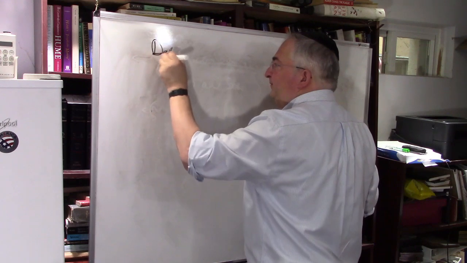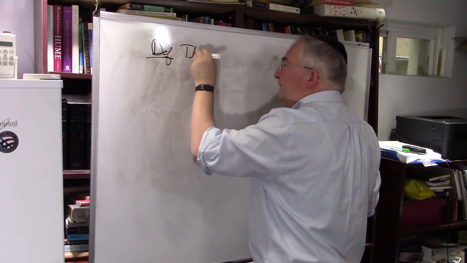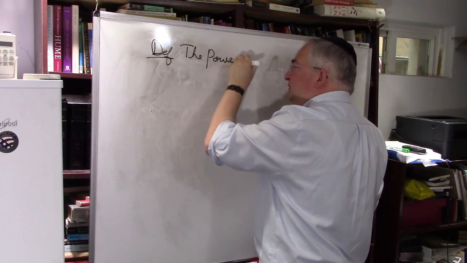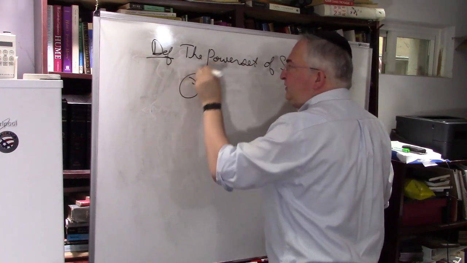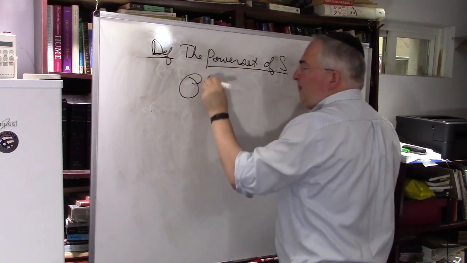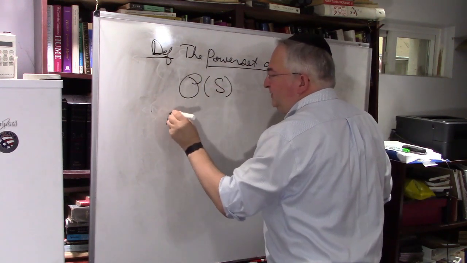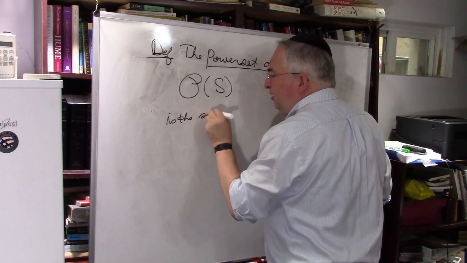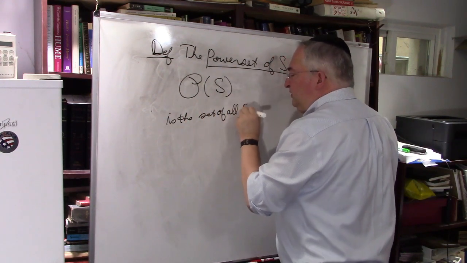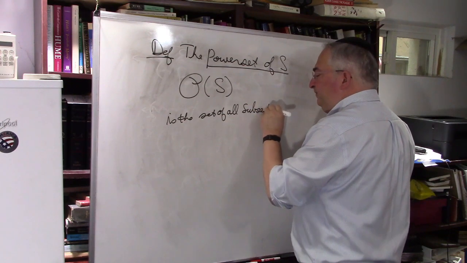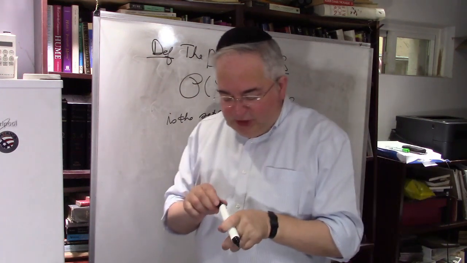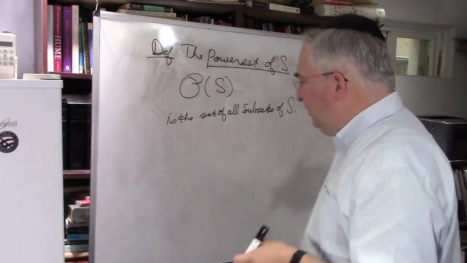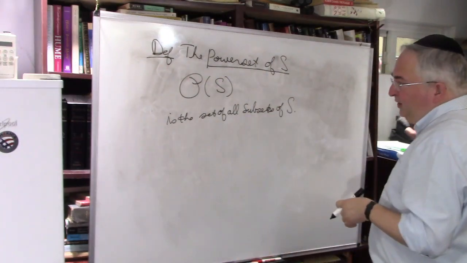Definition. The power set of S, written like this, is the set of all subsets of S. So it's an interesting thing. We have this definition of a subset, and now we're going to look at all possible subsets of it. Okay, great. Okay, so let's look at an example of that.